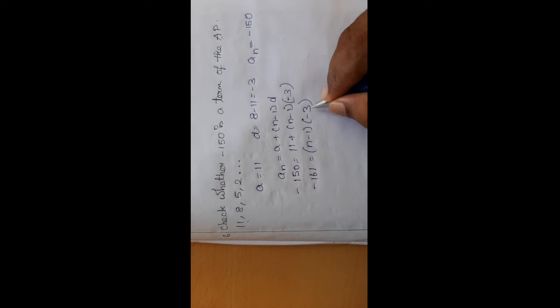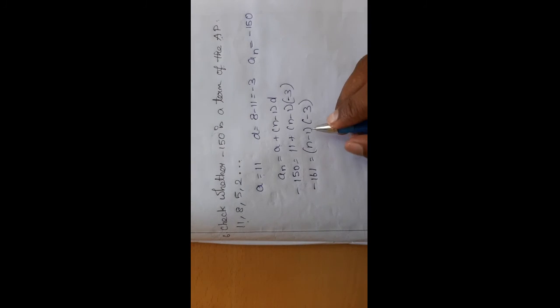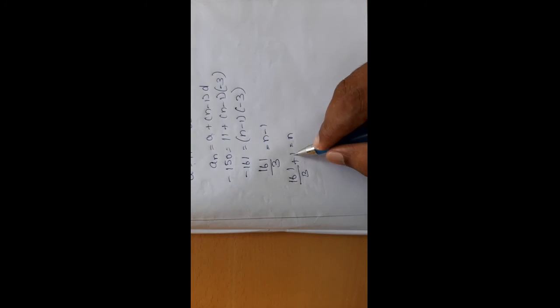If you bring it over as a division, the minus signs will get cancelled, plus. So 161 by 3 is equal to n minus 1. If you bring 1 over, it will become plus. So 161 by 3 plus 1 is equal to n, and cross multiplying, 3 ones are 3, so 3 plus 161, so 164 by 3 is equal to n.